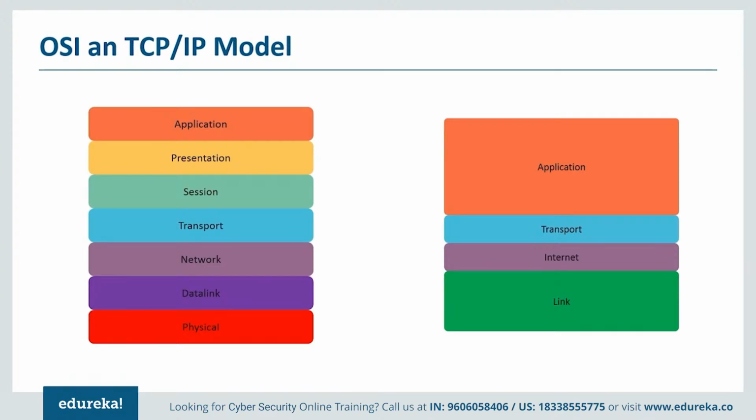Now we have the network access layer, the internet layer, the transport layer, and the application layer. The functionality that the stack provides is the same; in other words, you're not going to get less functionality out of the TCP/IP model.